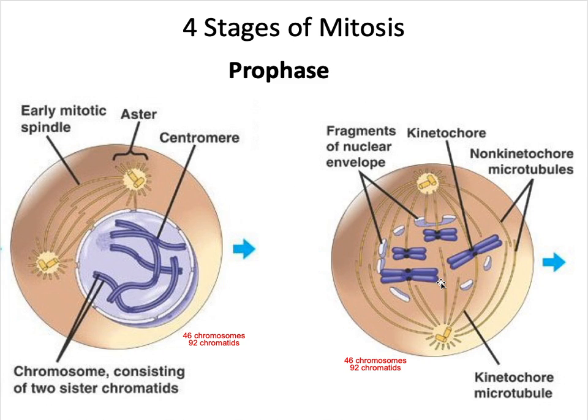So in prophase, you have 46 chromosomes. Each of these is a chromosome, and each chromosome will have two chromatids. So you have a total of 92 chromatids in prophase.